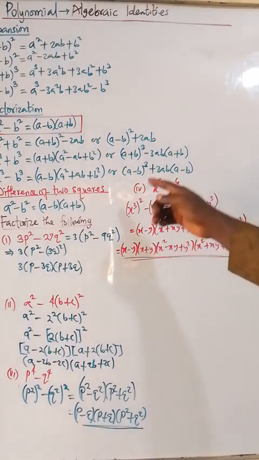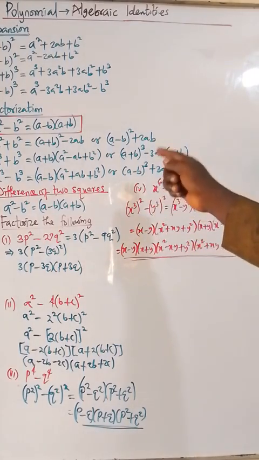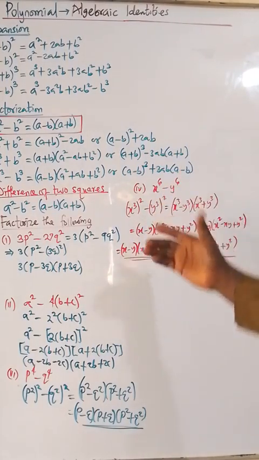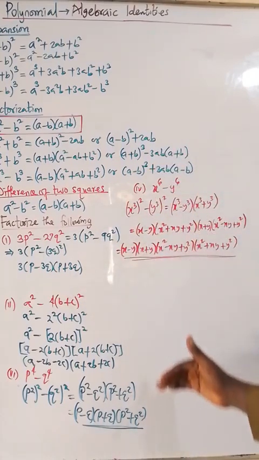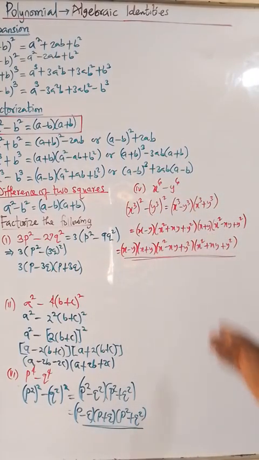You also have x to the power of 8 minus y to the power of 8. Following the same approach by putting square here, by the time you simplify, you get something. That's why all these identities are very, very important.